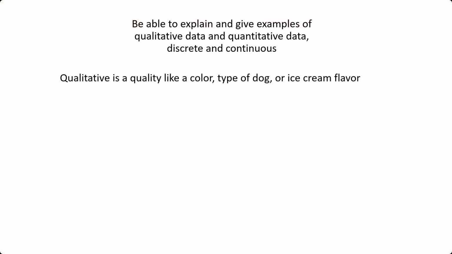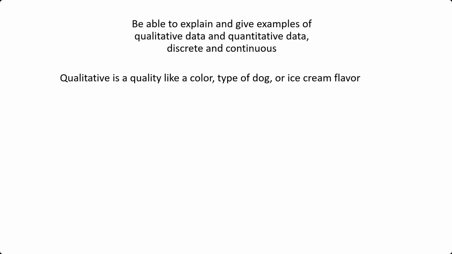Be able to explain and give examples of qualitative data, quantitative data, discrete and continuous. So there might be a question that says, what is the difference between qualitative data and quantitative data? Give examples. Or what's the difference between discrete and continuous, and give examples.